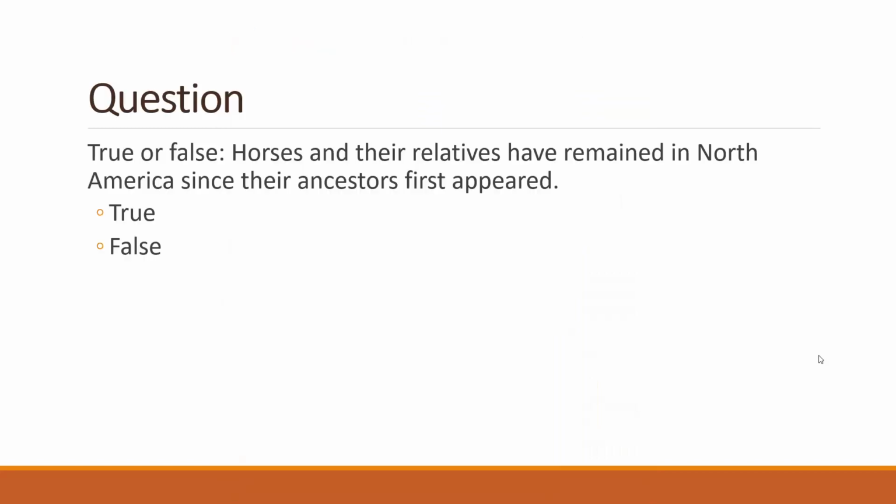So one of these other questions I left in here, true or false: horses and their relatives have remained in North America since their ancestors first appeared. So do you think this is true? Do you think this is false? And this one's false. The ancestors of the horses were in North America. They died off, as did the ancestors of modern elephants, which were also in North America.